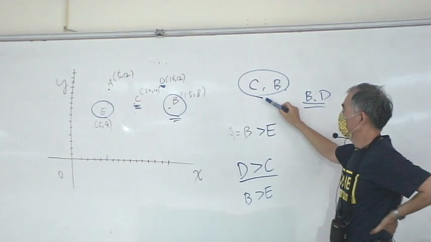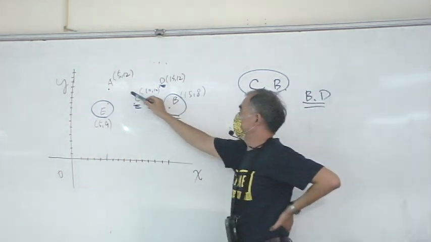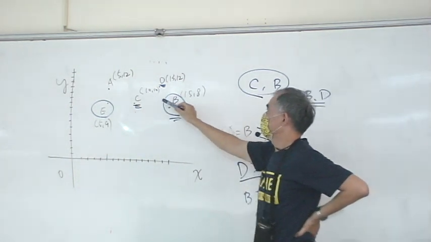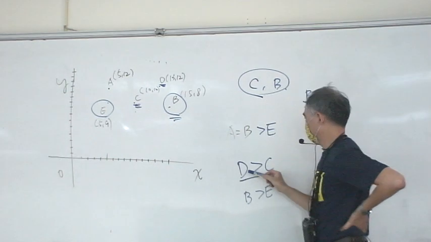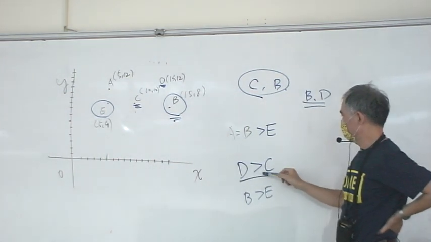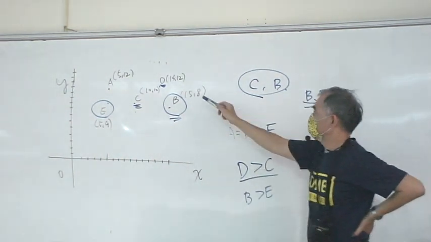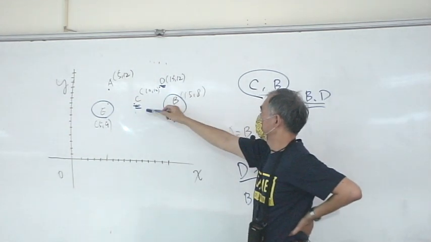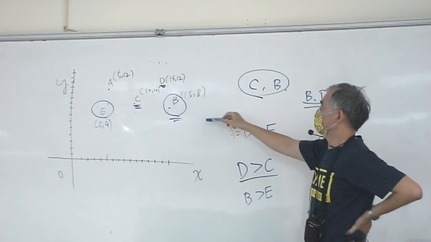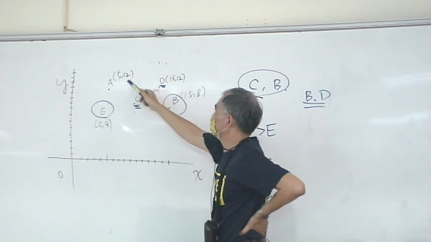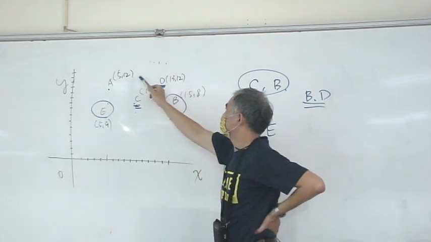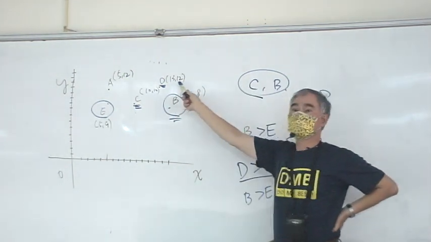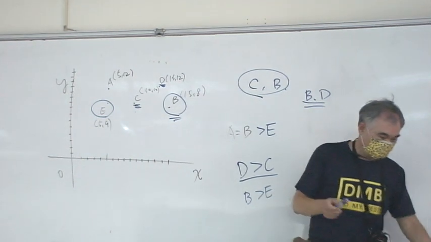So A and B is the same, right? A and B is the same, okay? And then D here is greater than C, okay? So what can you say about here? Okay, this is 5, 12, right? 5, 12, 13, 12, okay?